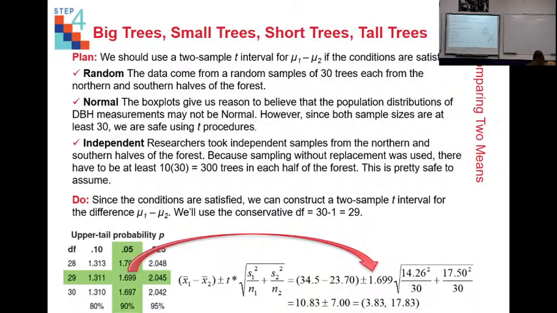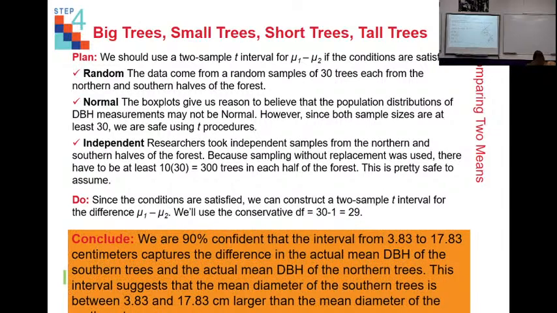So step 4, we're going to interpret. We are 90% confident that the actual mean DBH difference for these trees, the difference in these means, is between 3.83 and 17.83. That's our step 4, the same way that our step 4 has always looked.